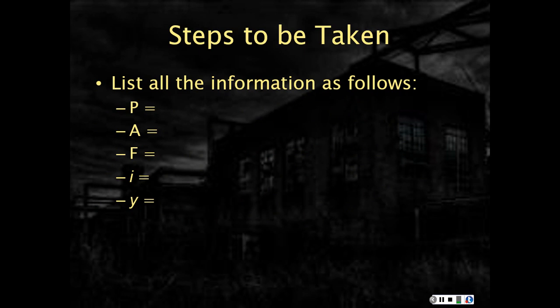So here are the steps to take to solve this. First of all, you should list all the information. I typically put the 5 variables in order on a piece of paper. This is present value, the annual amount, the future value, the interest rate, and the number of years. And again, remember, you're always going to have the interest rate and the number of years.